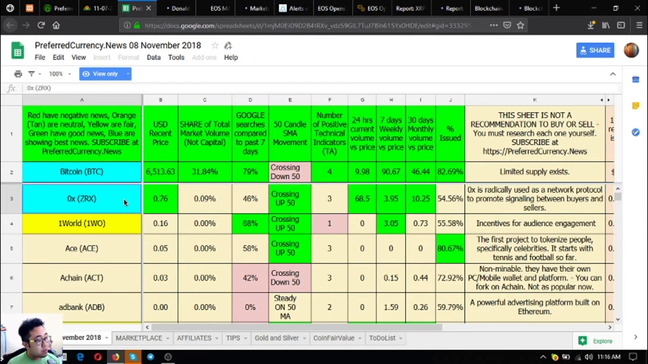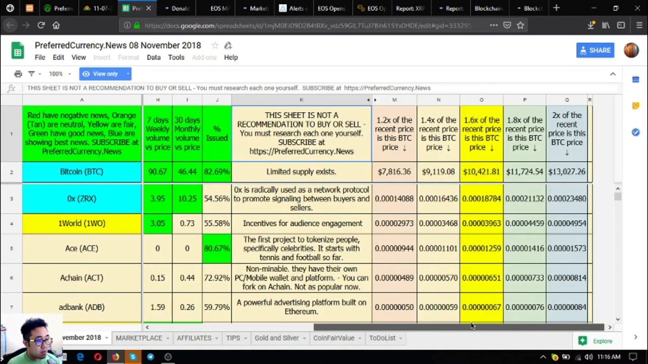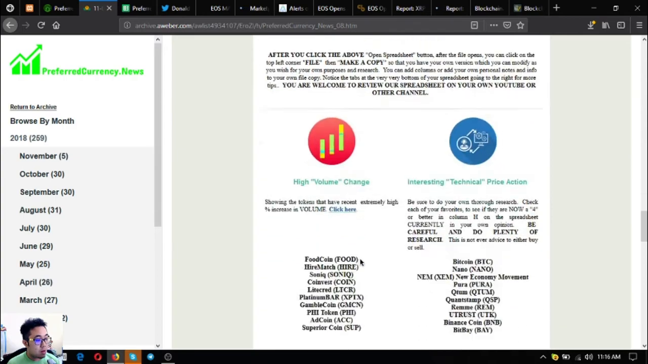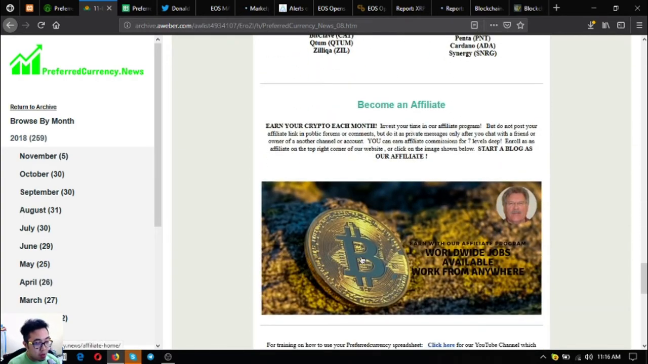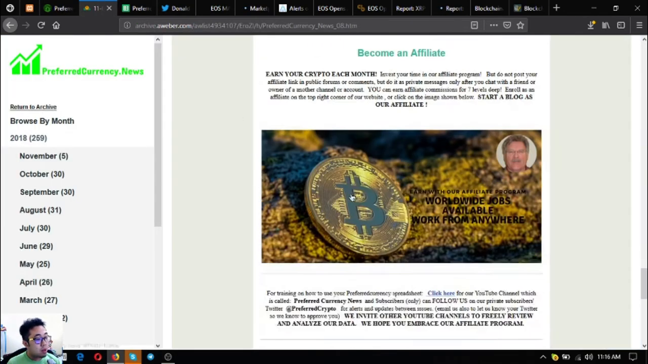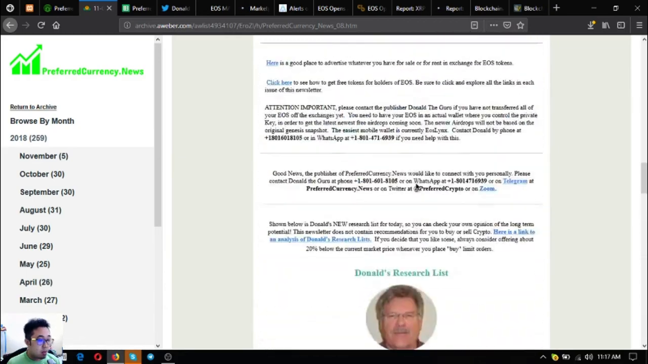So the best ones are the blue ones, and the rest are other information that are very informative also. If you don't understand what the spreadsheet or the other info are, just contact Don the Guru and he will help you understand. You can also edit it by following these instructions here. Also you can earn crypto each month by becoming an affiliate in their affiliate program. Click the picture here at the newsletter itself, or go to preferredcurrency.news and click affiliate at the upper right corner. Okay, so those are the main updates for our newsletter today.